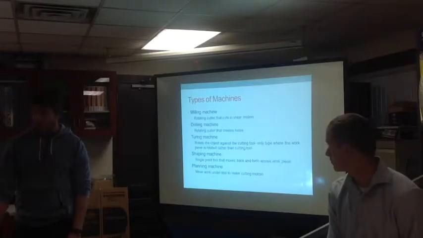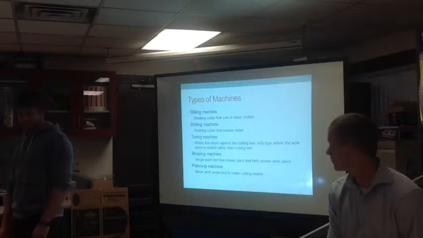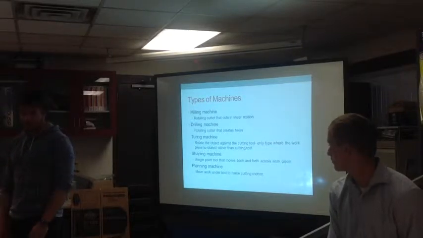Types of machines: milling machine, you've probably all seen a mill. Drilling, turning. A turning machine is the only type of machine where the workpiece is actually rotated against a stationary cutting tool, and that's how you remove material. Shaping, and then a planing machine.